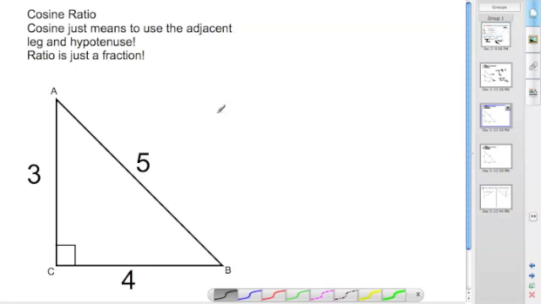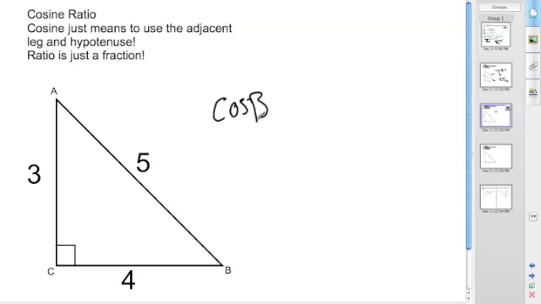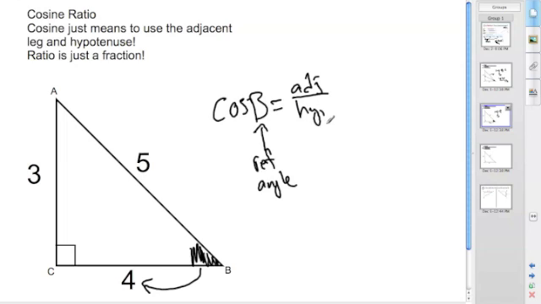So next problem, what's the cos of B? B is again our reference angle. Everything refers to angle B then. So highlighting B. Adjacent. Adjacent is next to. So it's adjacent over the hypotenuse ratio, which is 4 over 5, because 5 is the hypotenuse.